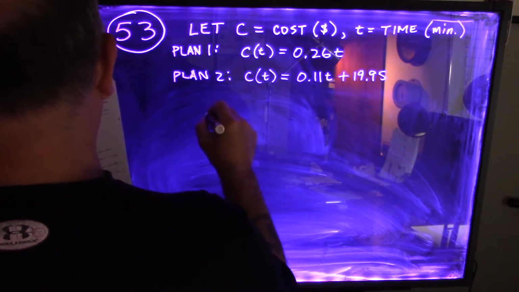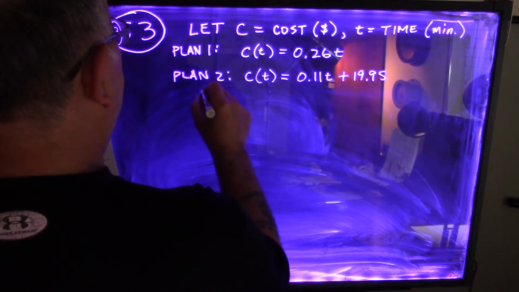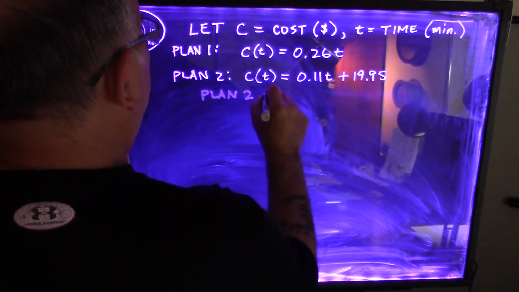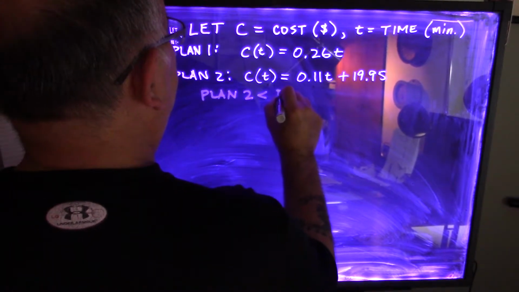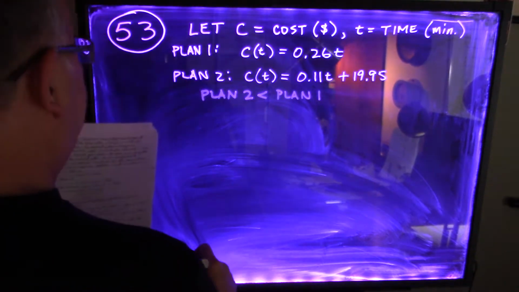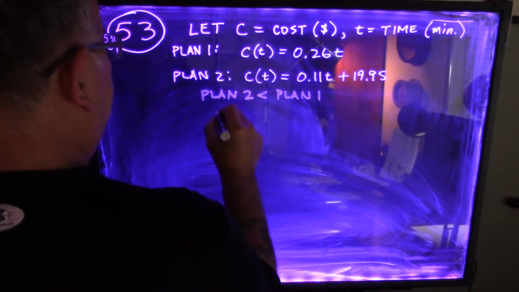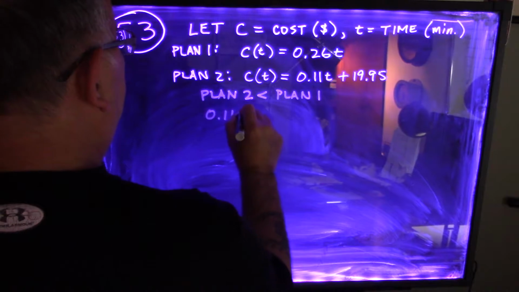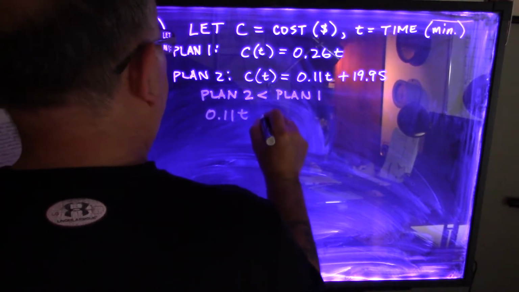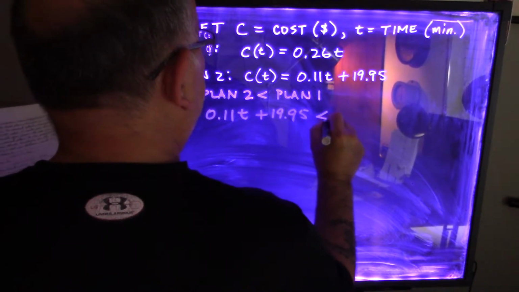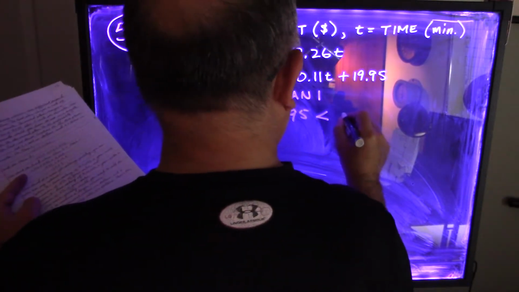So what we want to do is set plan 2 less than plan 1. When is plan 2 cheaper, or less than plan 1? So you can set up an inequality like this, and then plug in the functions. So we've got 0.11t plus $19.95 less than 0.26t.